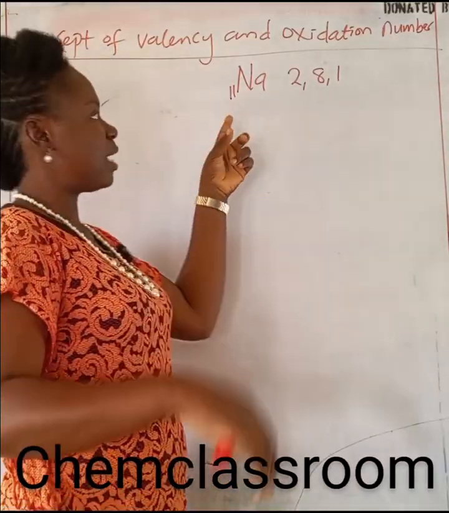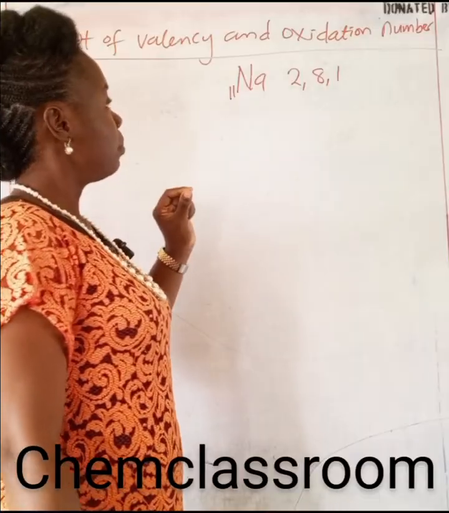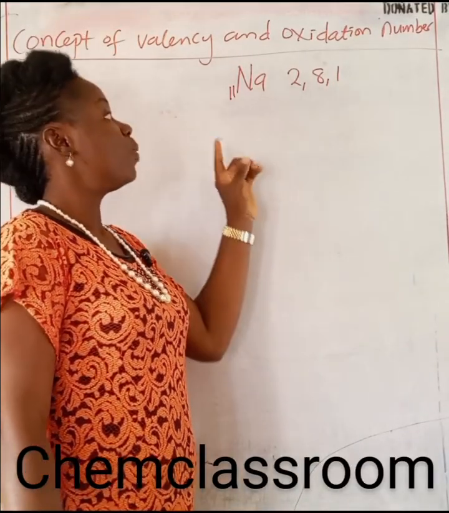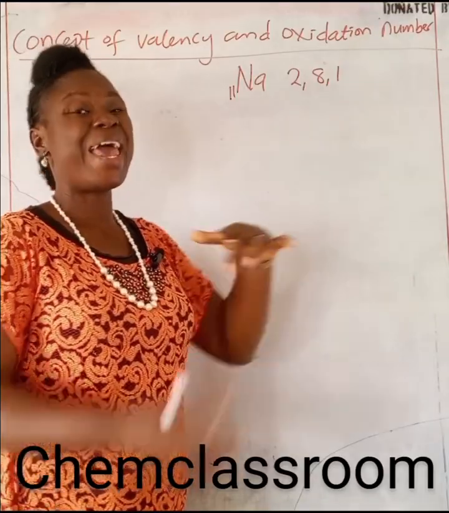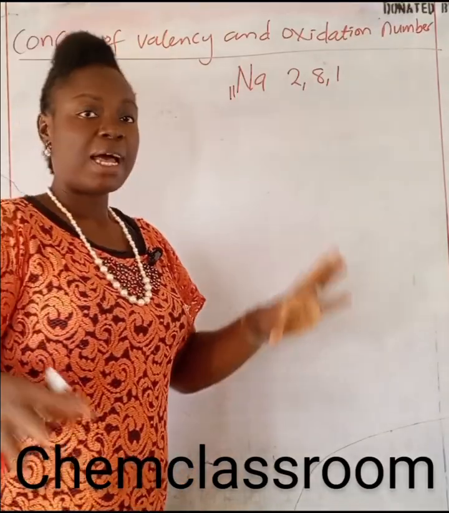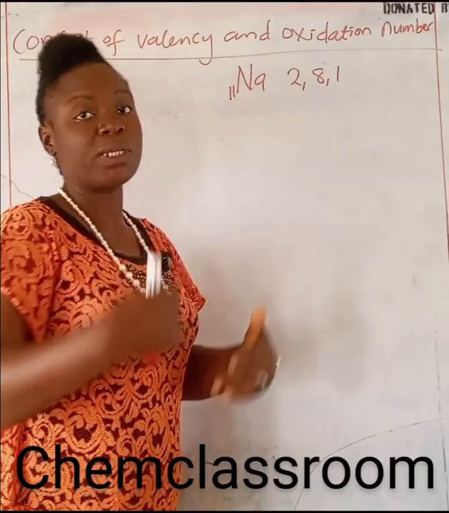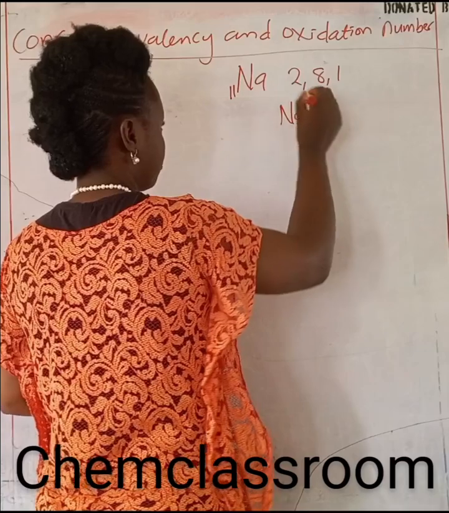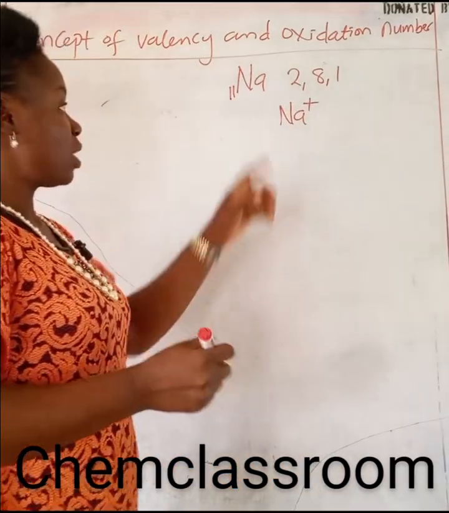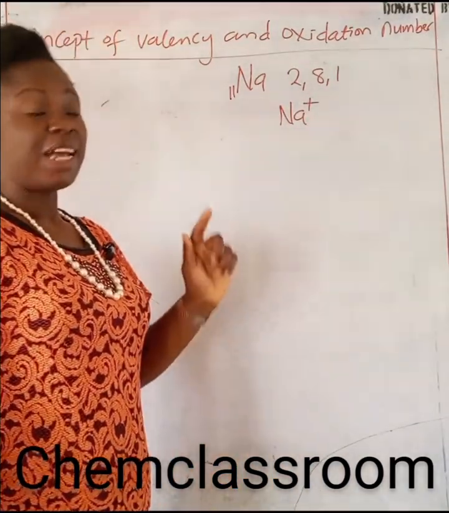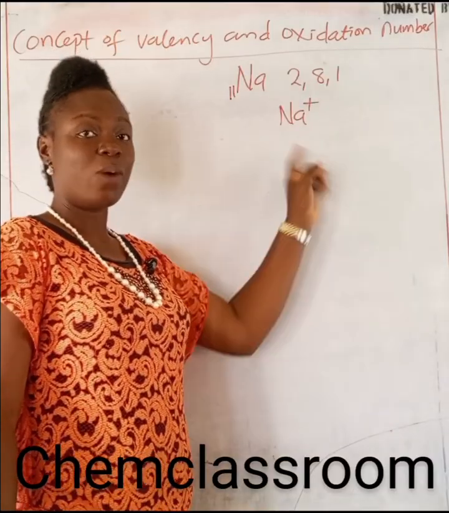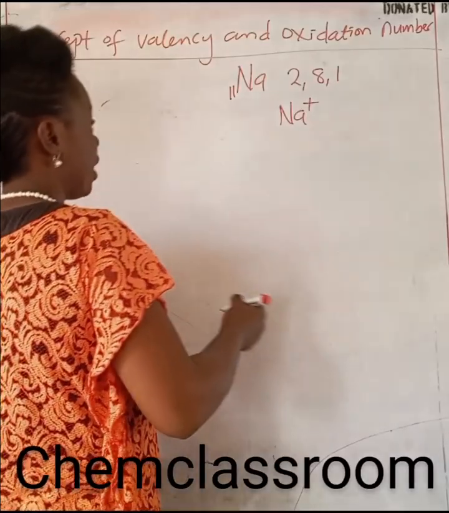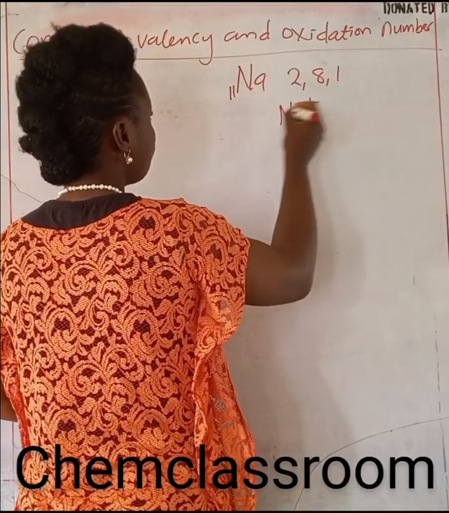Now, let us still consider sodium. Sodium has just 1 electron in the outermost shell. So sodium will be willing to give out this 1 electron to any atom that wants to collect 1 electron as well. That is why sodium will be positive. So the charge on sodium is +1. Sodium will look for another atom that needs that 1 electron to fill up the octet structure. A very good example here is chlorine.